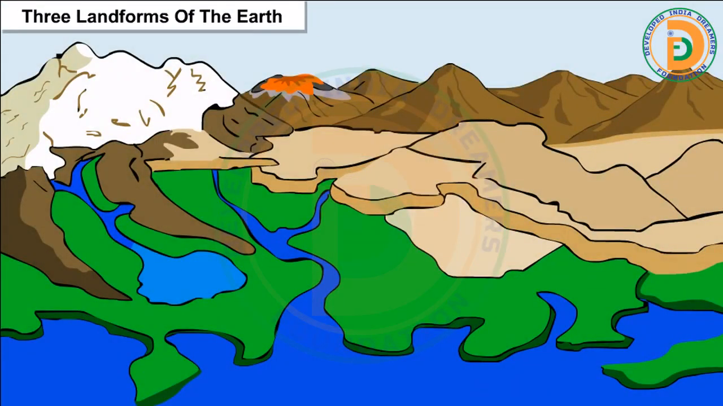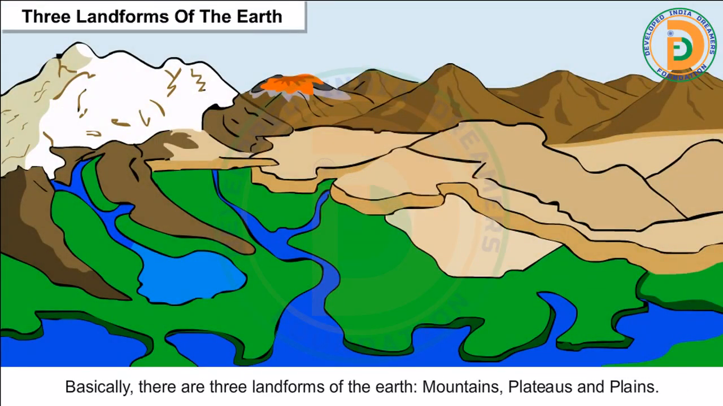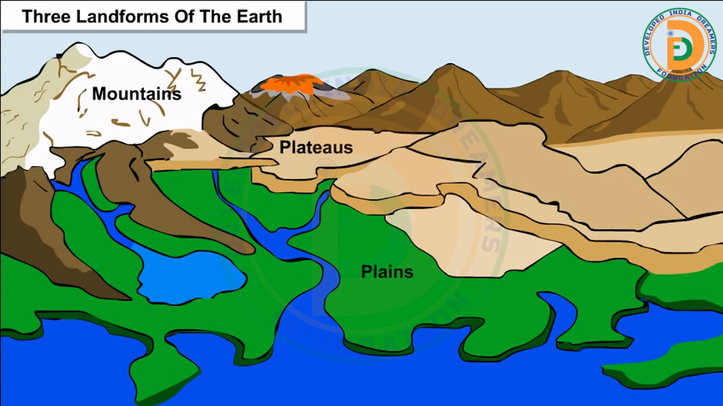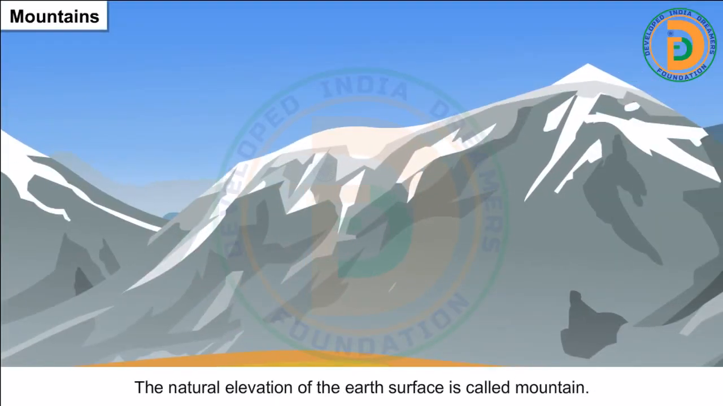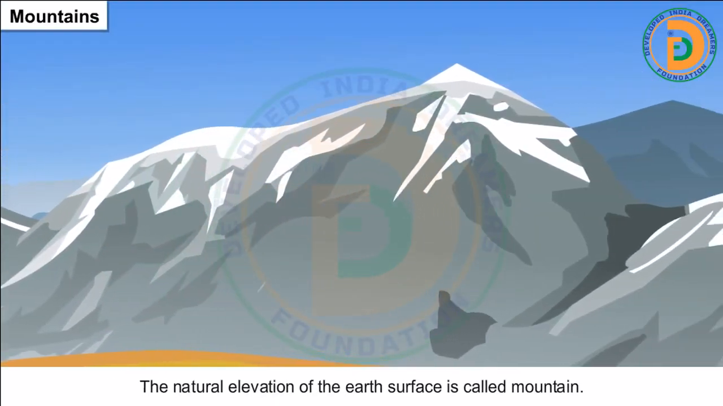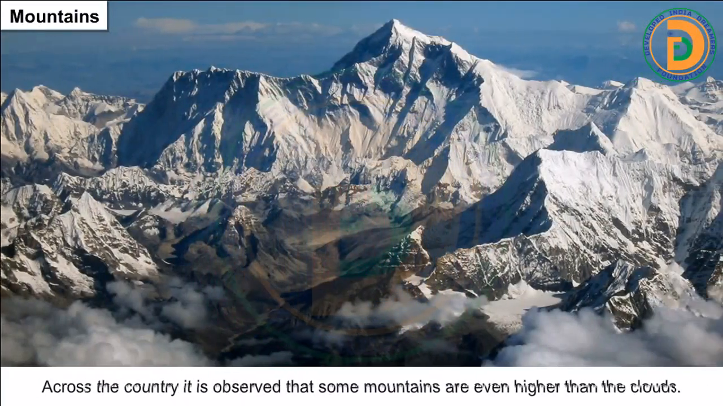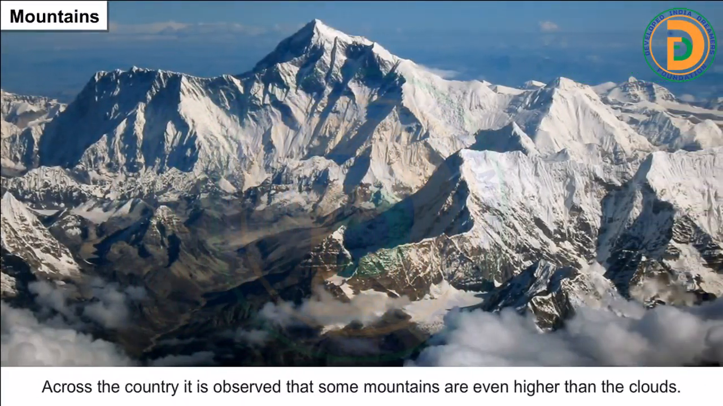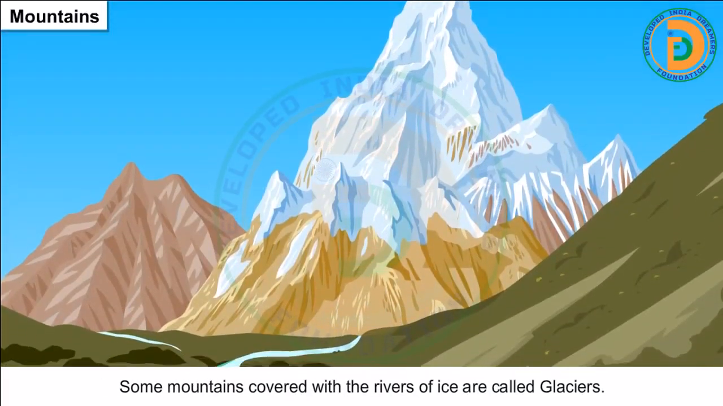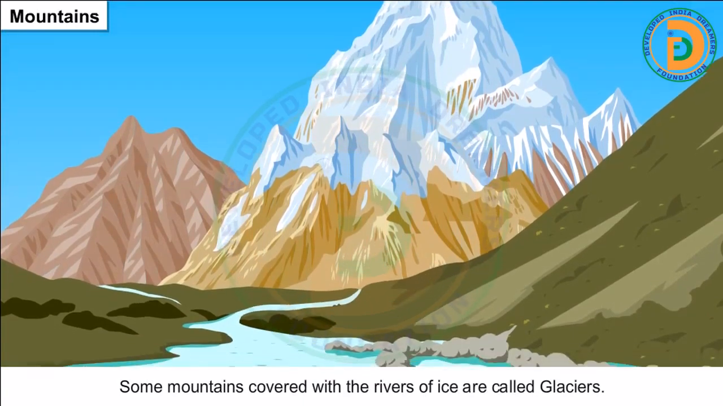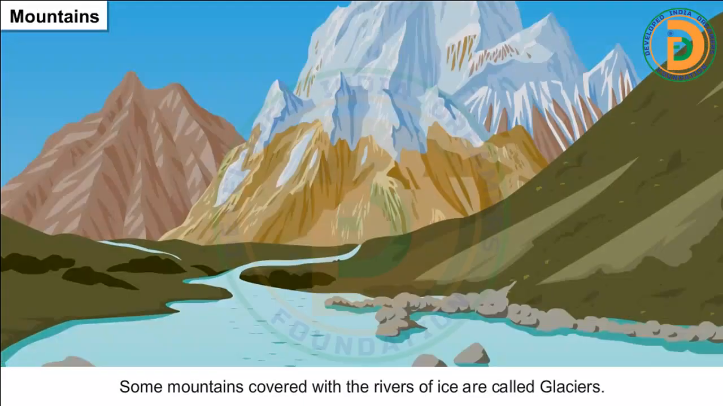Three landforms of the Earth. Basically, there are three landforms of the Earth: mountains, plateaus and plains. We can divide these landforms on the basis of its elevation and slope. Mountains. The natural elevation of the Earth's surface is called mountain. Across the country, it is observed that some mountains are even higher than the clouds. Some mountains covered with the rivers of ice are called glaciers.